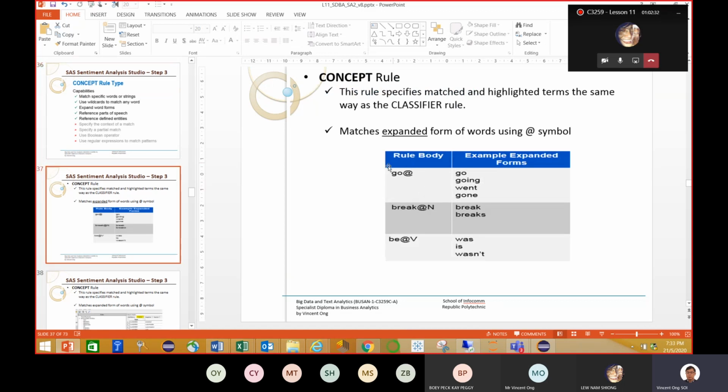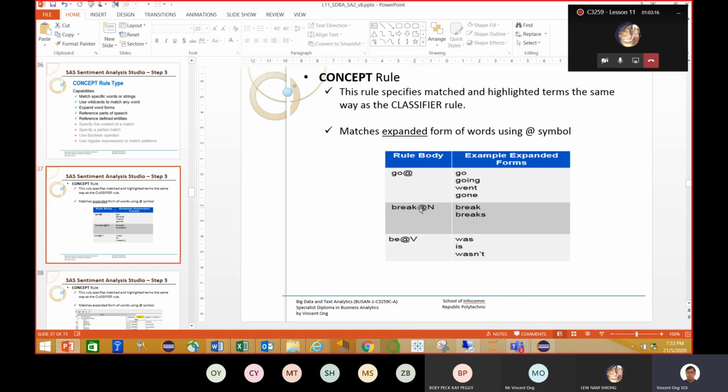Supposing my word is this. I have GO. The symbol here represents a different expansion. It can be going, it can also be the past or the plural or the past tense of go. So the meaning remains the same. It will include the present tense, the singular, the plural, and past tense. Break, also broken? No, broken will not, because broken is not a noun. Broken is an adverb.